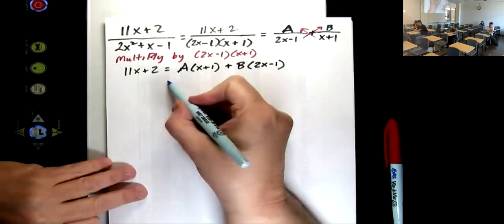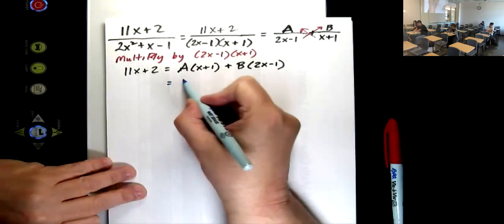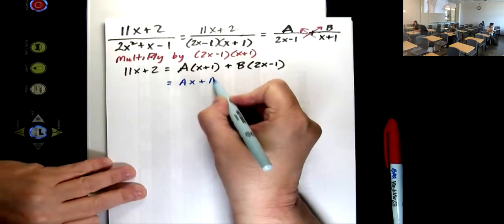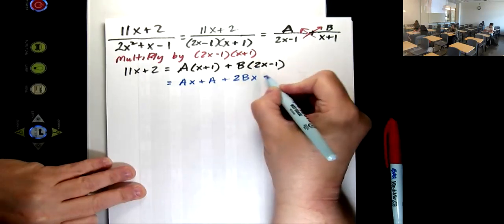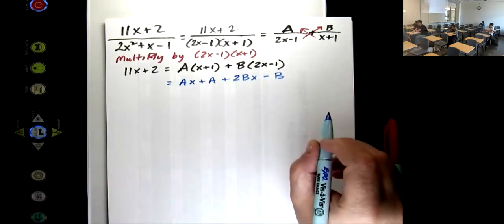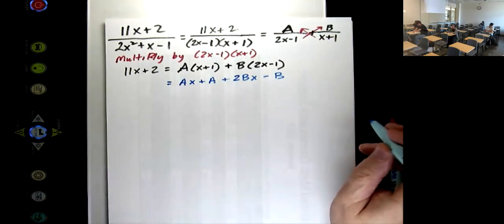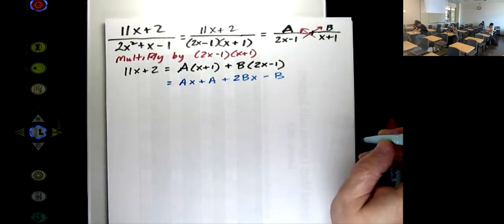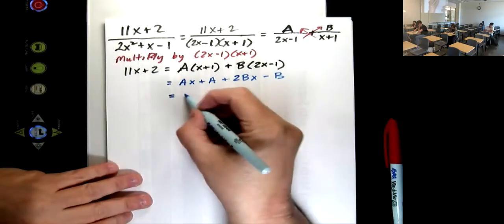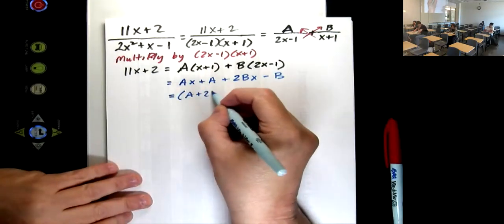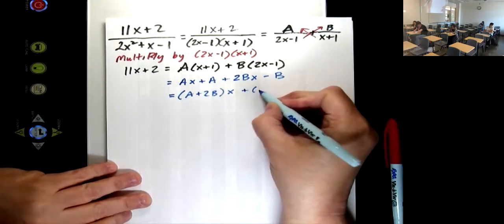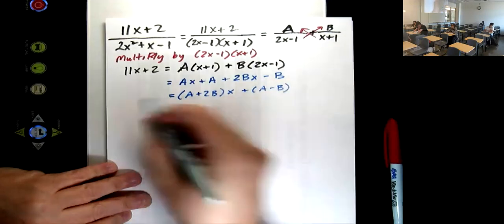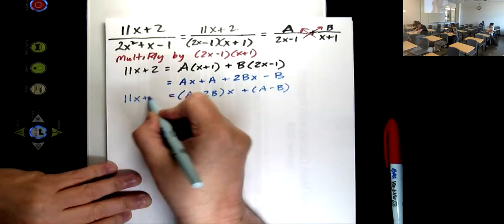Let's multiply it out. To bx minus b. And we're going to group the x's. a plus 2b times x plus a minus b. That's my 11x plus 2.